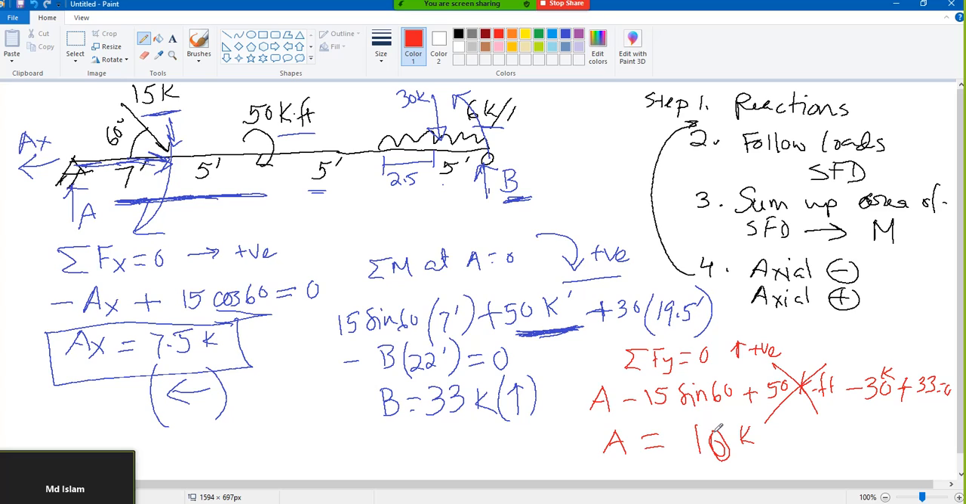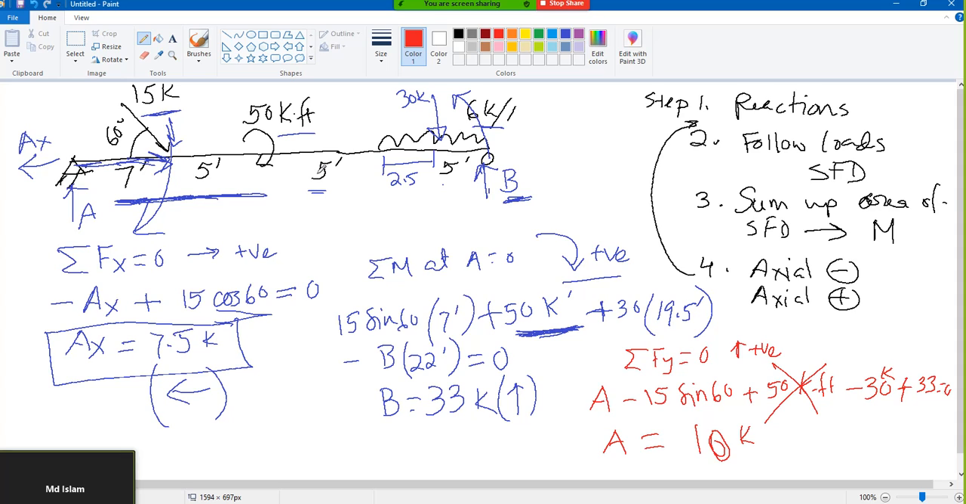Okay, so we found the reaction. Hopefully you understood how I found it. And something to remember in this problem, some specialty in this problem is there is a concentrated moment. And when we took the moment, we considered it, but we did not multiply the distance. That is a new knowledge. And then when we took summation of Fy, we did not consider this 50 because we are taking only force. That are the two new knowledge we found in this problem. In fact, that is why I was looking for a problem with concentrated moment.